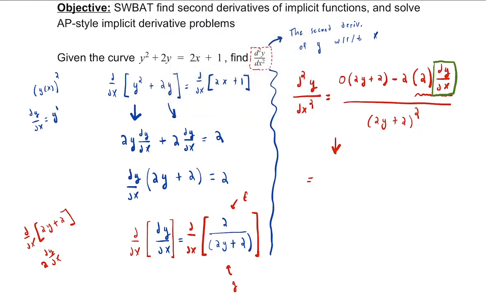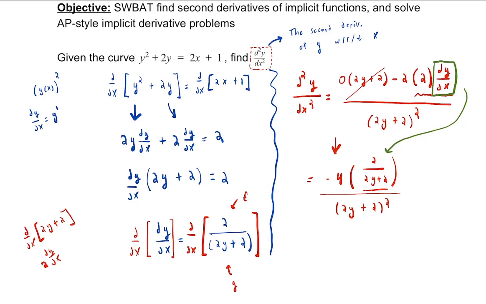So this is actually equal to, the 0 times 2y + 2 will cancel. This is negative 4 times dy/dx, which is just 2 over 2y + 2, right? Because we know that from the previous part of the problem, over (2y + 2) squared. And so we could probably get a little bit fancier here. If it was a free response question, you can stop wherever you want. In this case, though, might as well.